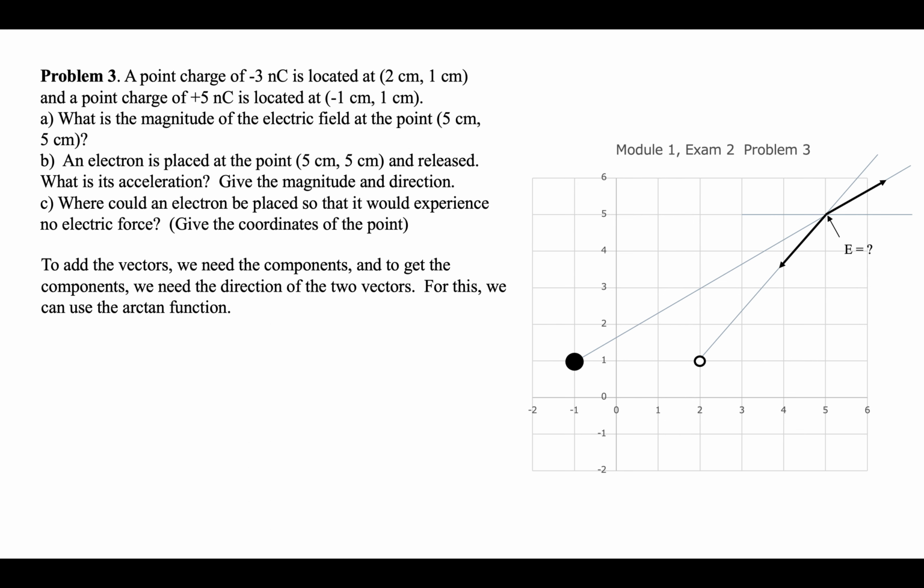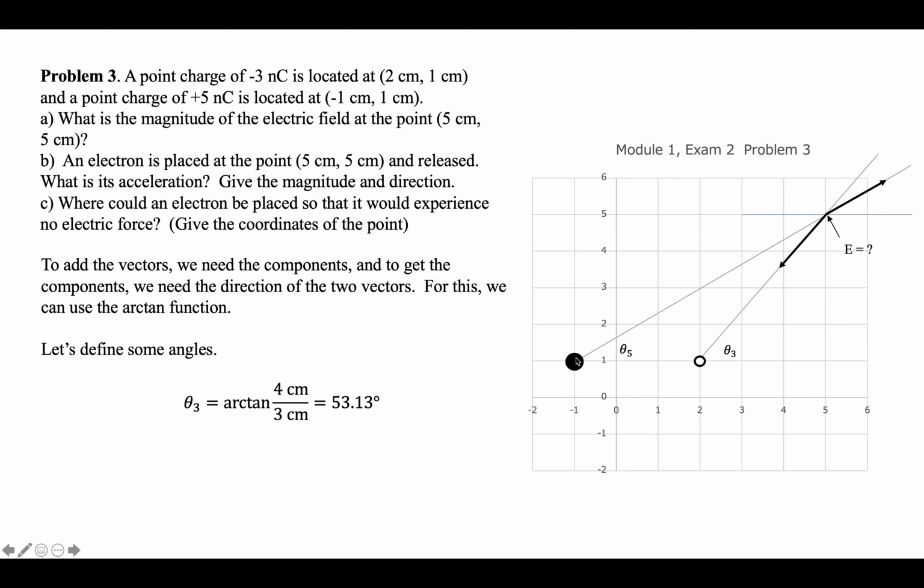To add them, we need the components. To get the components, we need the direction. So we can use the arctangent function. To start, let's define some angles. We'll call this angle theta 3, theta for the 3 nanocoulomb charge, and this angle theta 5, theta for the 5 nanocoulomb charge, the angles they make with the horizontal axis. So theta 3 is the arctangent of 4 centimeters divided by 3 centimeters. That angle is 53.13 degrees. Theta 3 is 53.13 degrees.